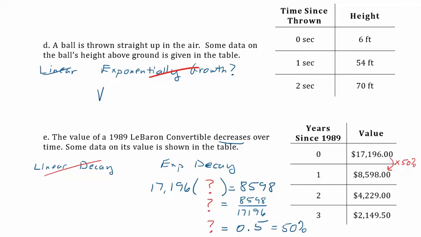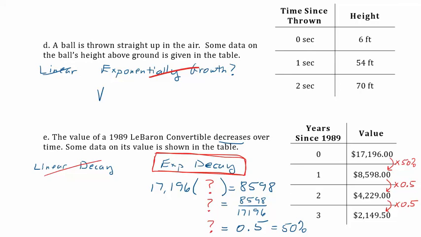All right, well, let's take 8,598 and times it by 0.5, 50%, and see if we get 4,229 times 0.5. How about that? We did. Huh. All right, so let's take 4,229 and times that by 0.5. I got $2,149.50. So that was kind of tough to see, but this actually is exponential decay.